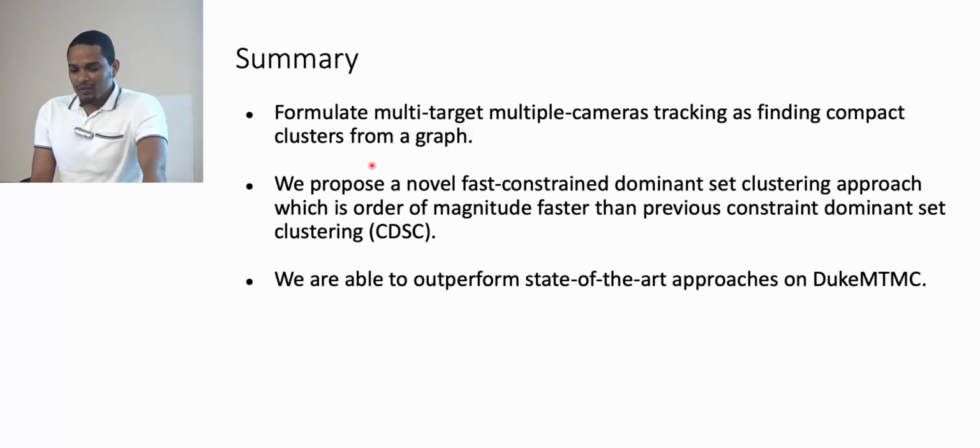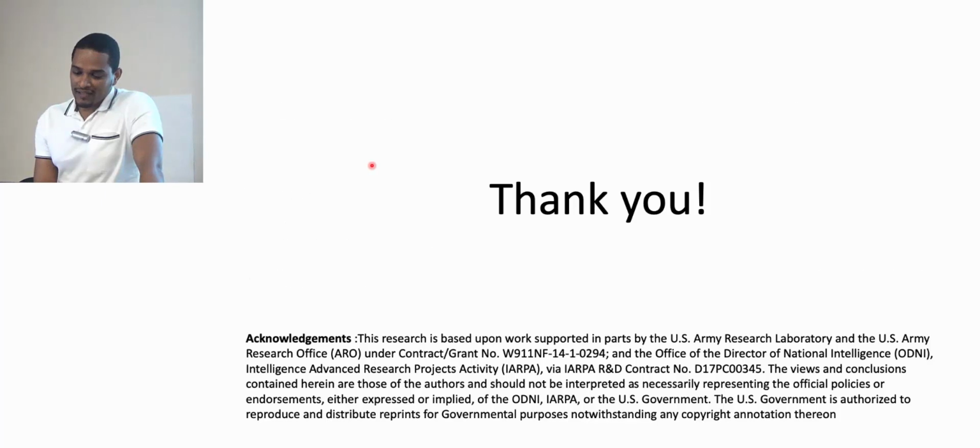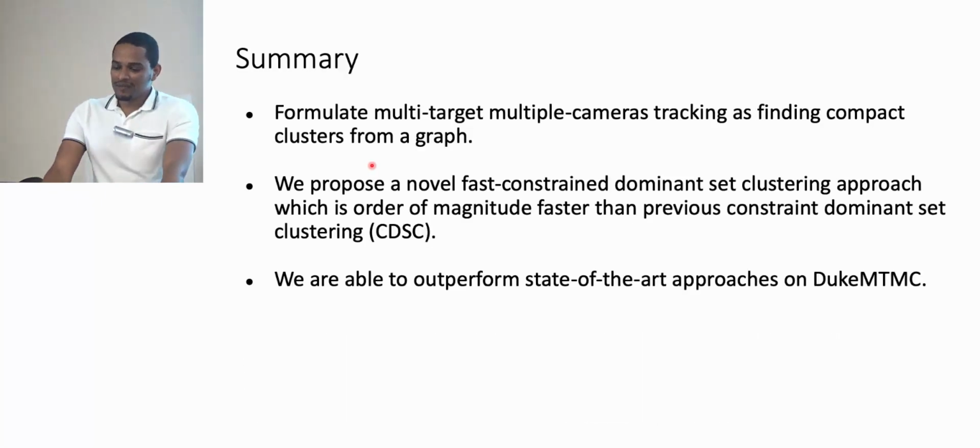In summary, we are able to formulate multi-target multi-camera tracking as finding a compact cluster from the graph. We propose this novel fast constrained dominant set, which improves the computational complexity by an order of magnitude over the existing CDSC. And we also outperform the existing state-of-the-art approaches on Duke MTMC.